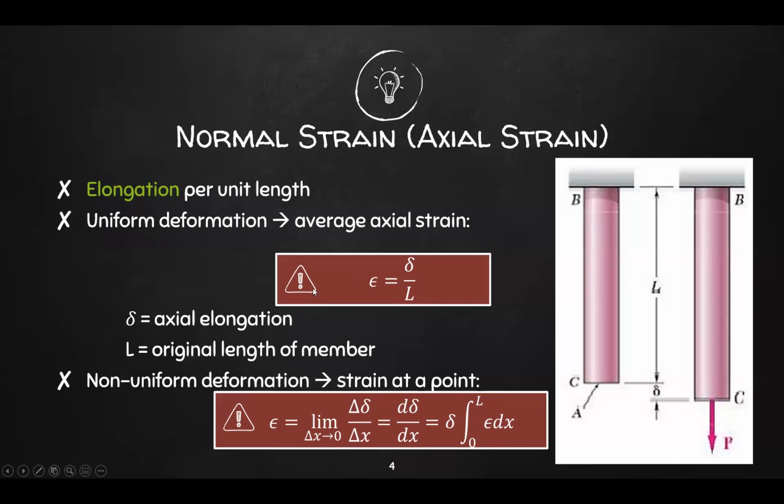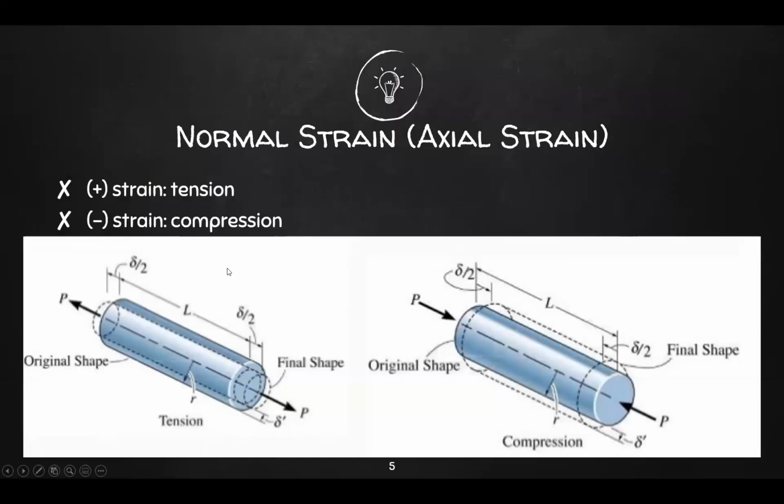Okay? So similar to your stress, this also has sign convention. So you have positive strain if it's in tension, and then negative strain if it's in compression. So same thing with your stress. So if your object is stretching or elongating, that's positive strain. If your object is compressing, that's negative strain. So keep that in mind when we solve for problems involving strain.